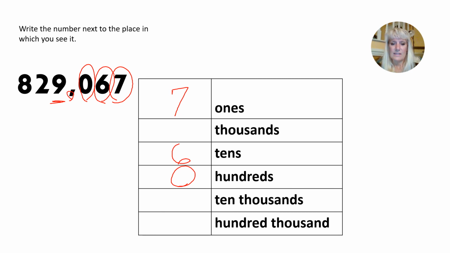So I have 9 in the thousands. And then that one right next to it begins the 10,000s. So I have 2 in the 10,000s, which equals 20,000. And then my last one is 8 in the 100,000s, which equals 800,000.